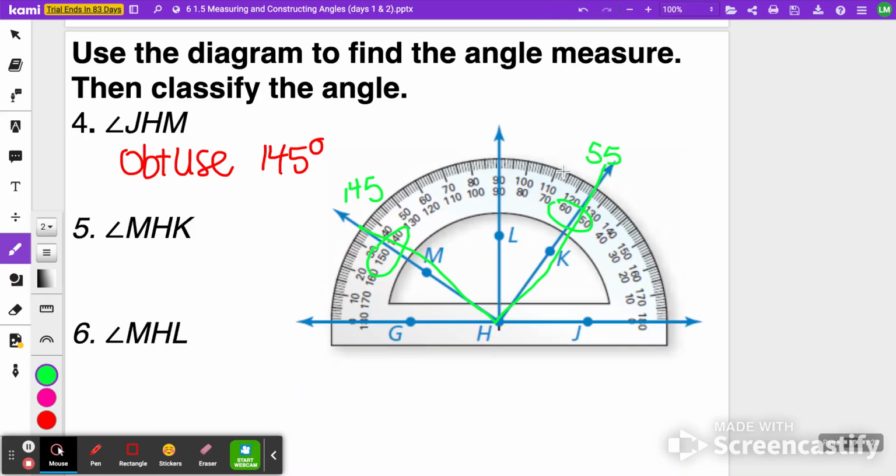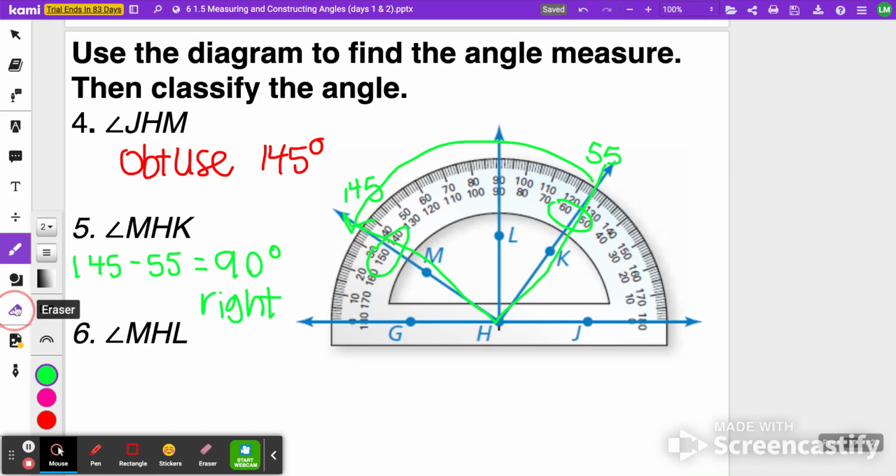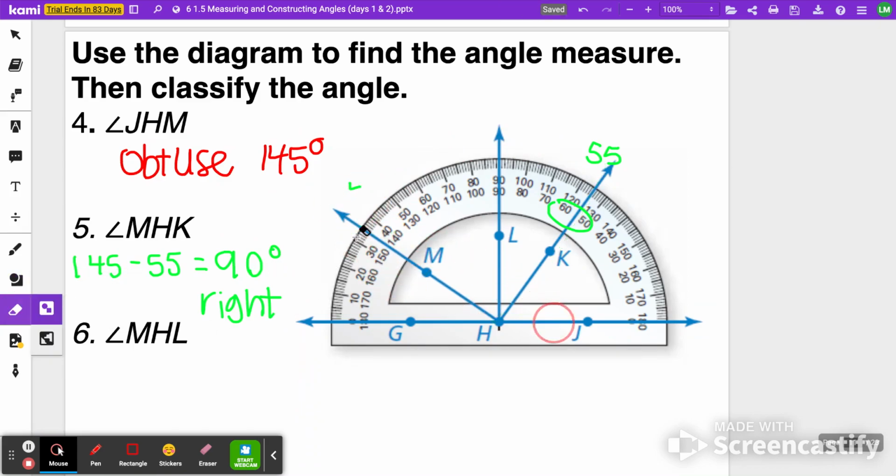So to find the measurement of MHK, we will subtract those. 145 minus 55, which is equal to 90 degrees. That would make this a right angle. So again, what I did is I used the number on the bottom to determine which ones I needed to subtract, because that's the distance between this 55 to the 145. Make sense? The last one we have is MHL.